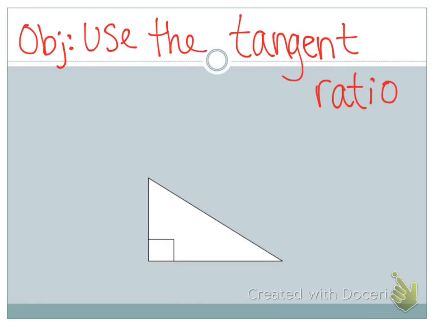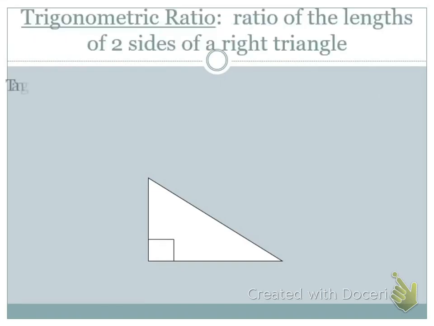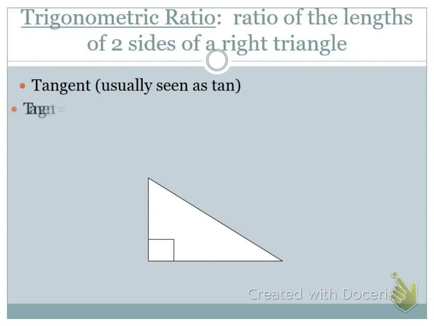All right, so our objective is to use the tangent ratio. Let's first talk about trigonometric ratios and what they are. A trigonometric ratio is the ratio of the lengths of 2 sides of a right triangle. There are 3 trig ratios, or trigonometric. Usually we just shorten it to trig. There are 3 trig ratios. That's on your notes. It's not on the slide.